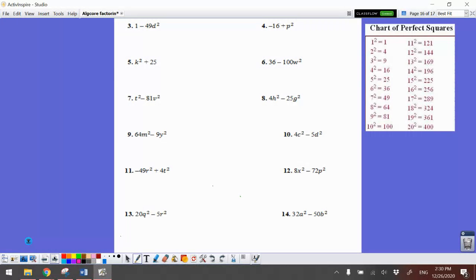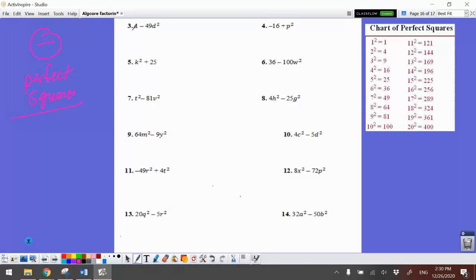Okay, so let's see what we can do with these. These are going to have multiple variables, and we have to put them in the right order. Sometimes we got to move things around, but remember, there's a couple rules. It needs to be subtraction, and they both need to be perfect squares.